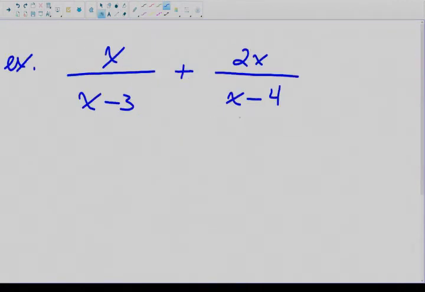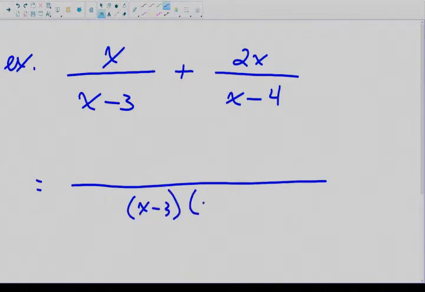So let's take a look at another one. So in this case, I've got an x minus 3 denominator and an x minus 4 denominator. I need a common denominator. Now to speed things up, you could do this, because you know that's going to be your common denominator, and then just realize that this x minus 4 is going to multiply at the top here next to the x. So we're going to have x times, so I'm going to actually do it in red so you can see.